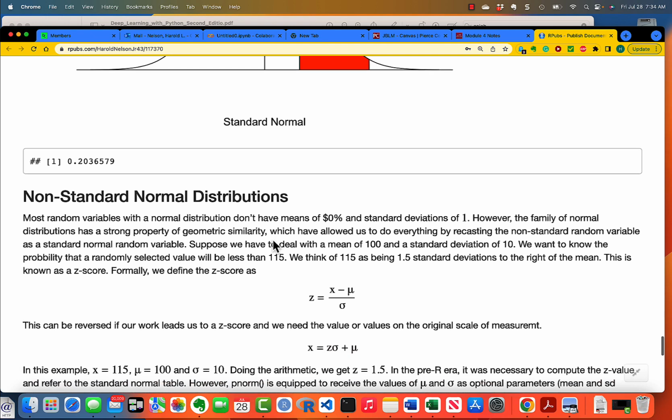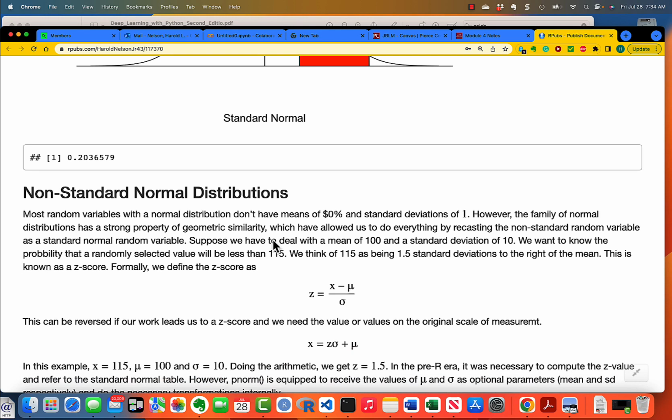Now, it would be extremely unusual in the real world to be dealing with a standard normal distribution. Normally, you're dealing with a distribution which has a very different mean from 0 and a very different standard deviation from 1. In the old days, we only had the one standard distribution table, and we had to calculate a z-score by subtracting the mean from the value of x and then dividing by sigma.